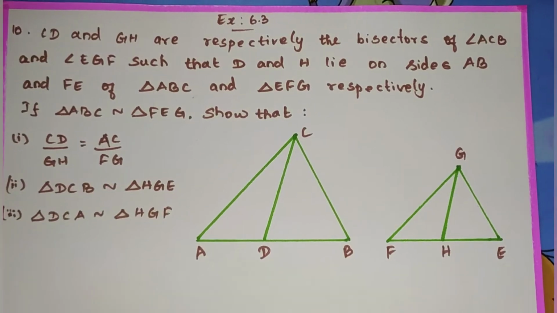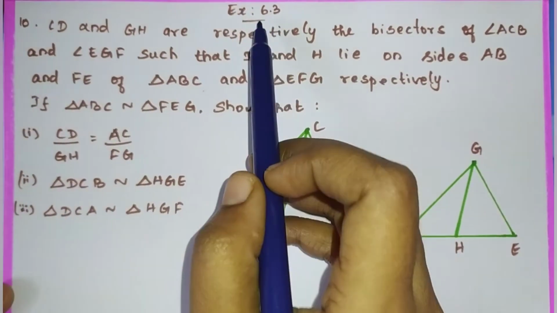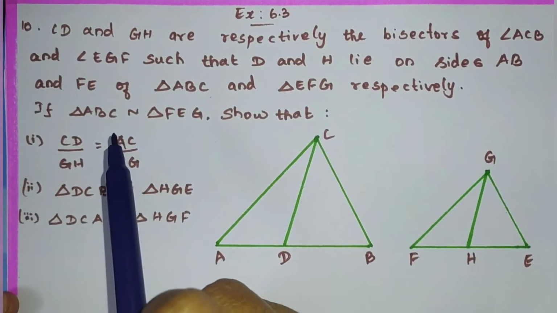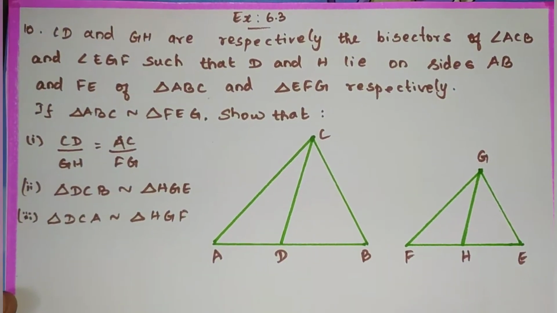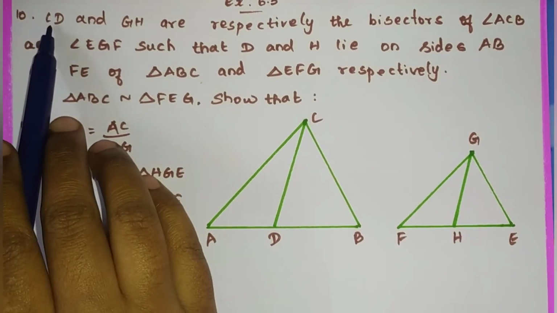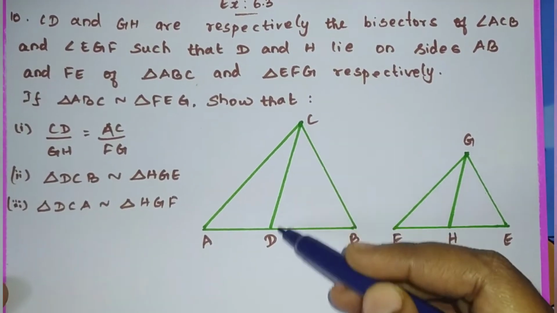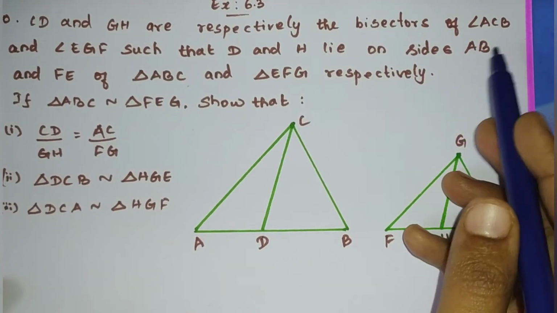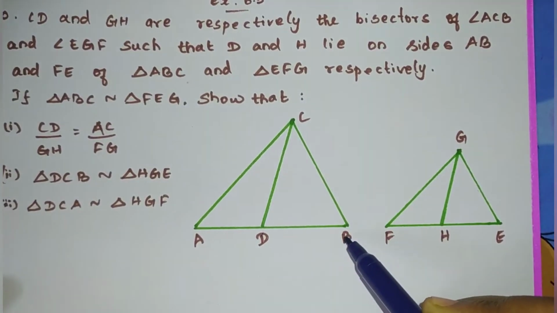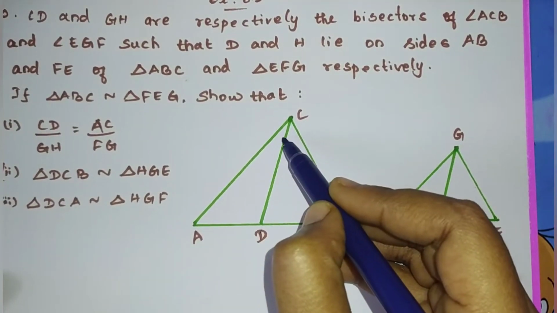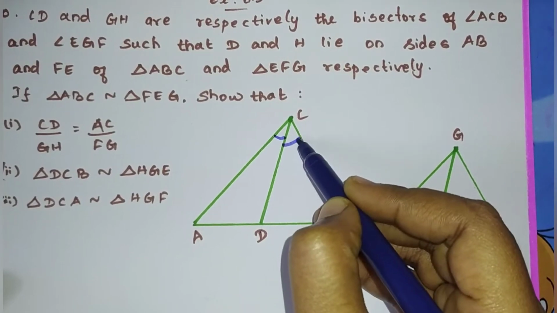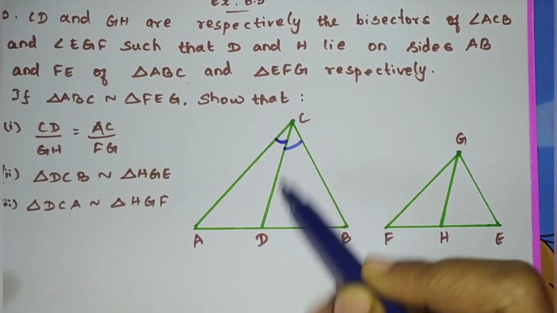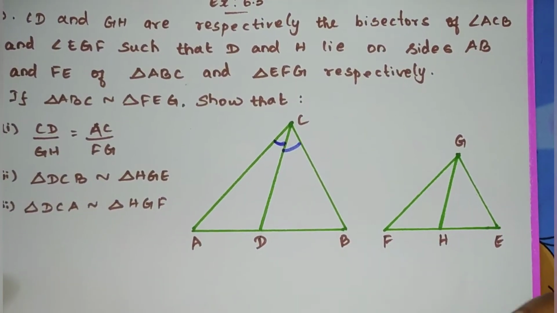Namaste students. In this video we are going to see exercise 6.3, 10th and 11th problem. First the 10th problem. CD and GH are respectively the bisectors of the angle ACB. Bisector of the angle means these two angles are equal: angle ACD and angle DCB are equal.